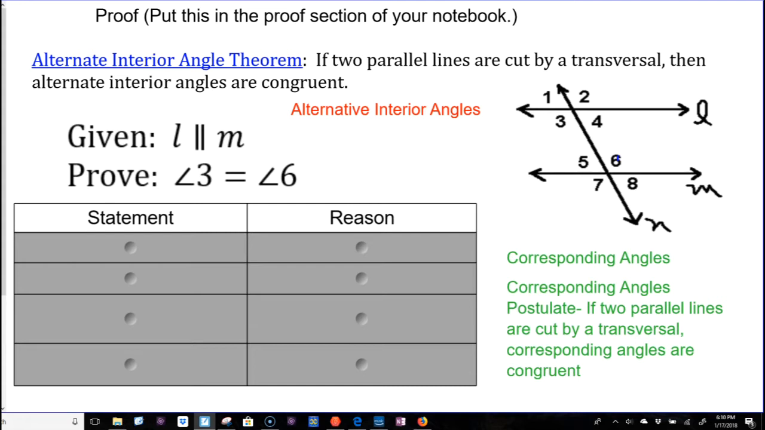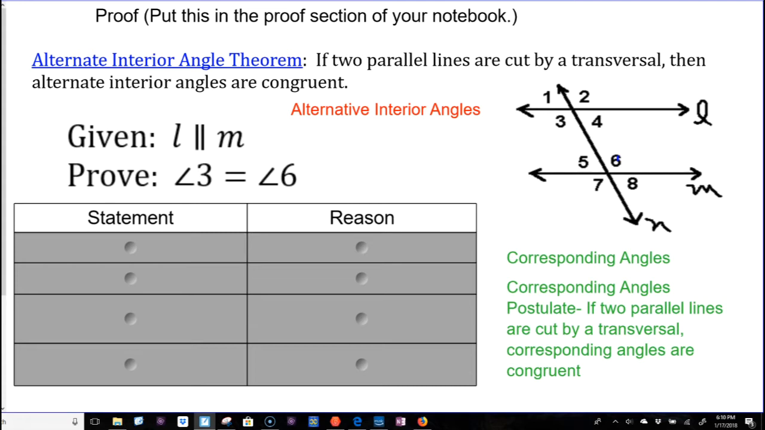Alright, so by now you should have the information on the screen written down. We are going to be doing a two-column proof in this. It's going to be very similar to the vertical angle congruence theorem that we proved the other day in class. A reminder about a two-column proof: you're going to have two separate columns. On the left, you're going to give a statement, a mathematical statement. And then on the right, you're going to give a reason that allows you to justify that step mathematically. We can use definitions and postulates and theorems that we have already proven.